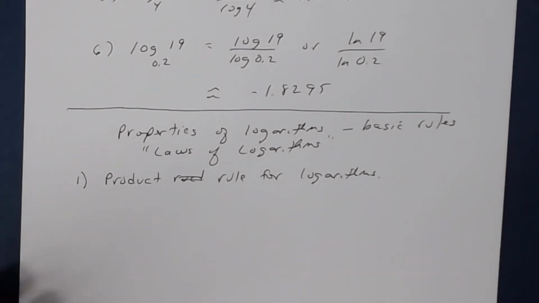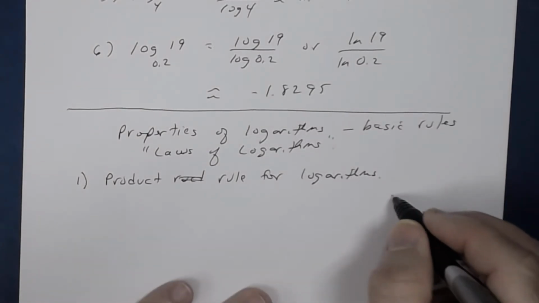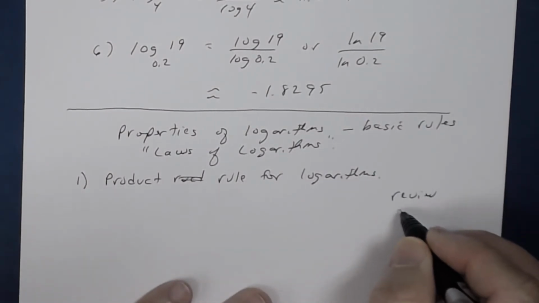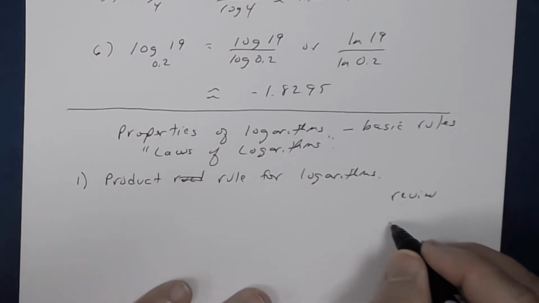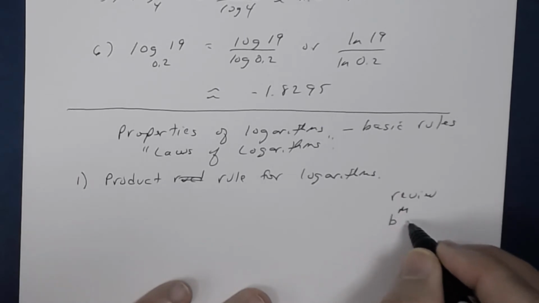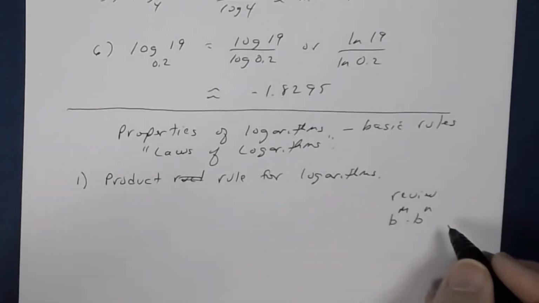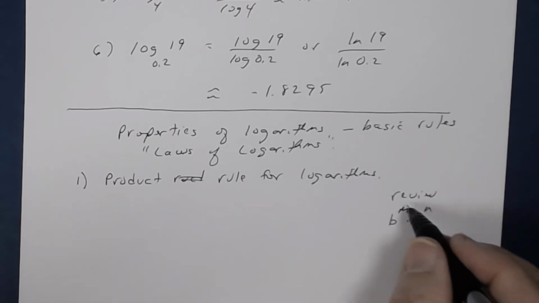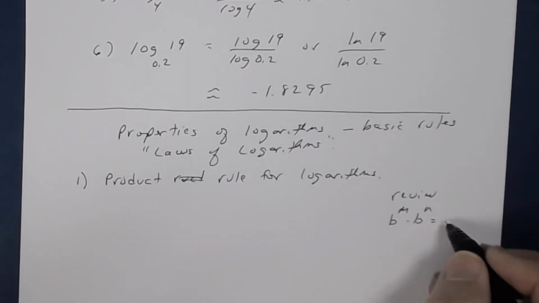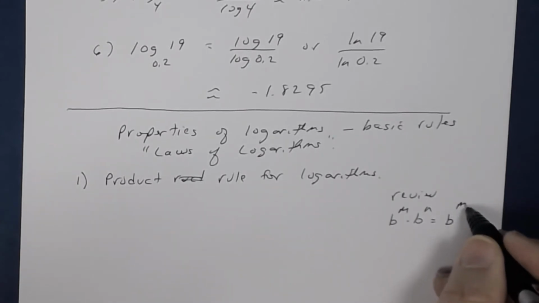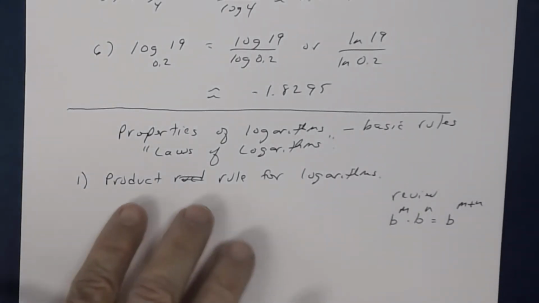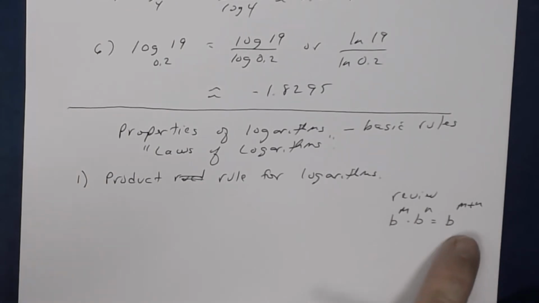All right. Now, before we look at the product rule, let's remember something about the product rule for exponents. So remember this right here, where we have b to the m times b to the n. When you multiply like bases, what do you do with those exponents? You add them, right? So it'll be b to the m plus n. So the product rule is going to involve addition.